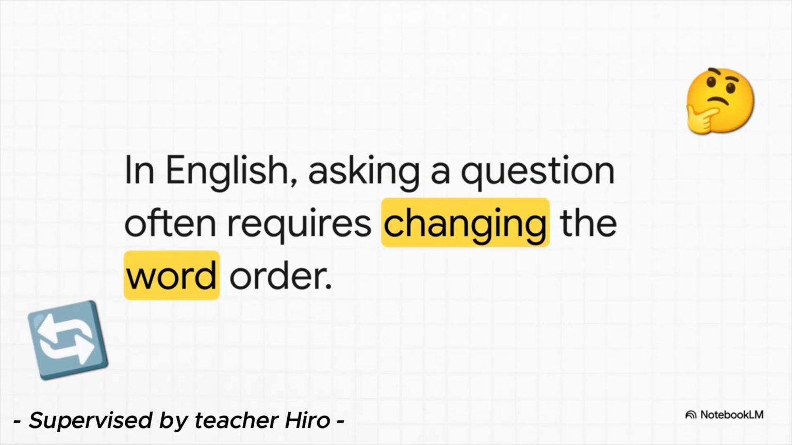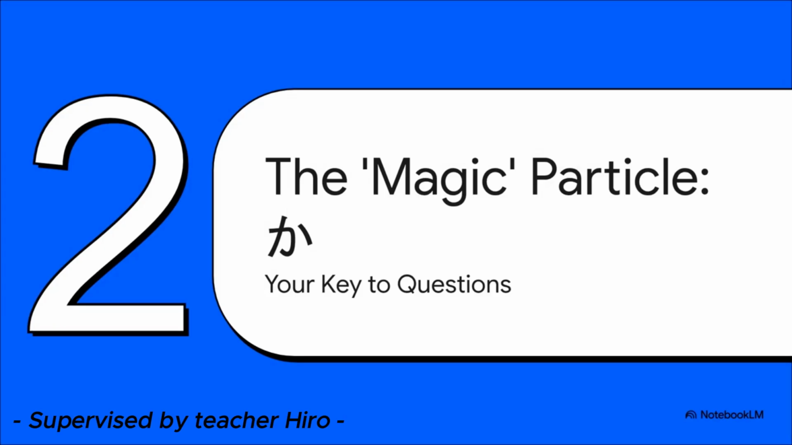And that little word flip, that's a fundamental rule in English. It feels totally natural to us because, well, we grew up with it. But just imagine trying to learn that from scratch. It's just another complex piece of grammar you have to memorize. But what if I told you there was a way to ask questions without rearranging a single word? And that, my friends, brings us to the Japanese solution.